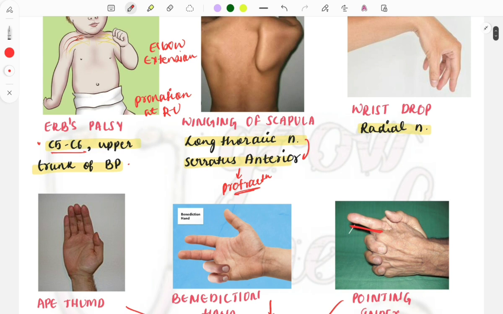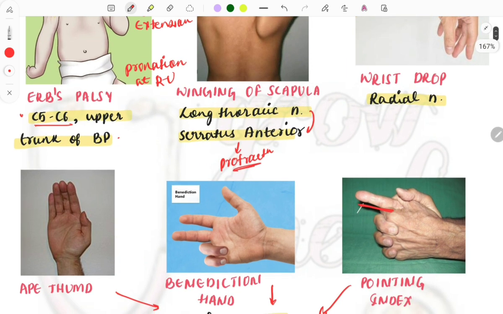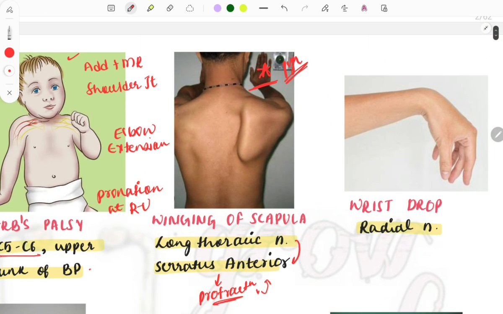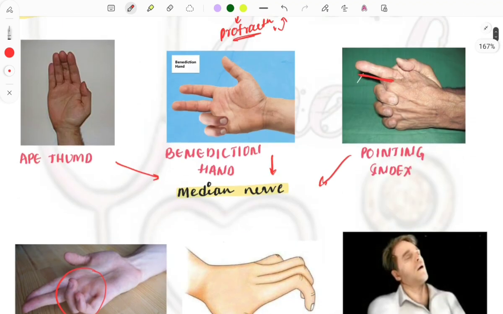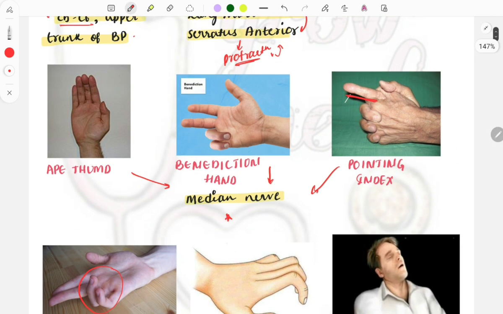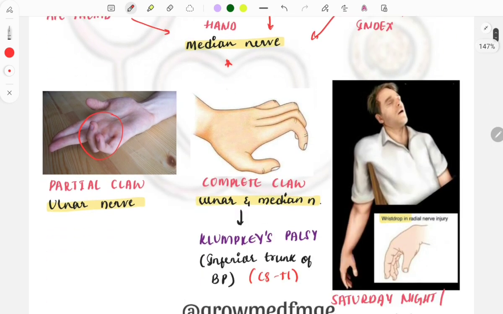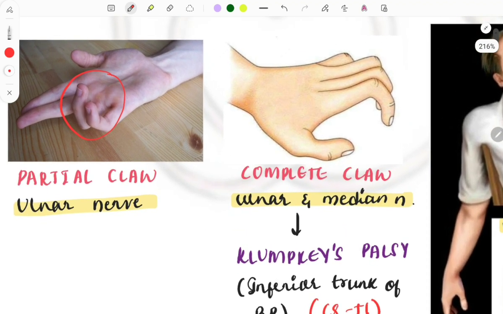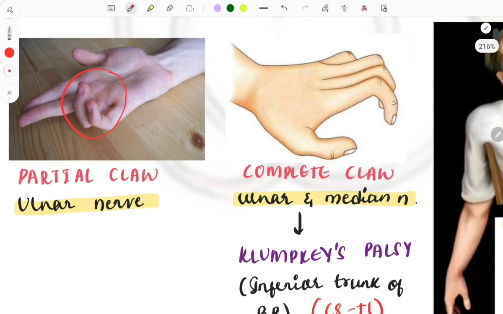Long thoracic nerve supplies the serratus anterior muscle, which helps in protraction. Okay, so this is the function of the serratus anterior muscle, and this is the nerve supply, this is the image. Then wrist drop, radial nerve. Then ape thumb deformity, benediction hand and the pointing index, all these three are seen when there is injury to the median nerve. Then claw hand: this is called a partial claw hand because only two fingers are being clawed, and this one is due to ulnar nerve injury.